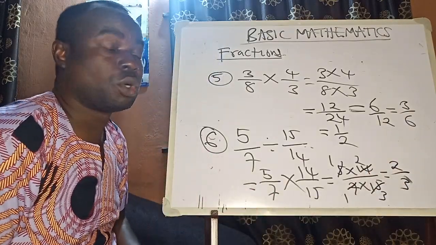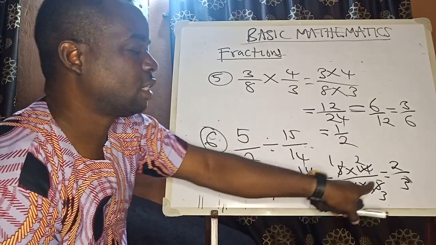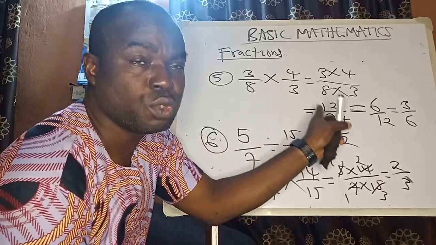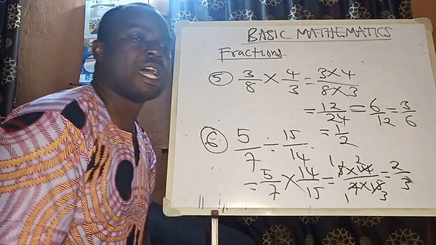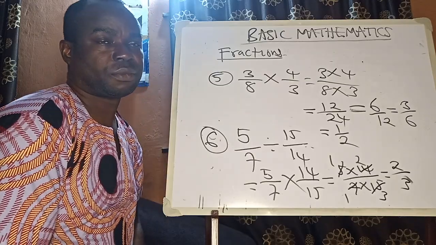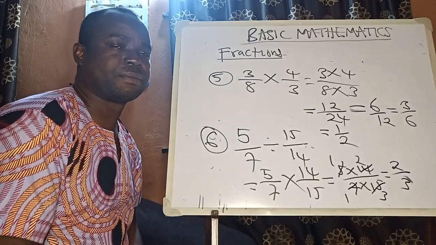But if you don't like this method, you can multiply directly the way I did this one. 5 times 14, 7 times 15. You get this answer. Then reduce it to lowest term. Okay? So this is a quick rundown on fractions. How to multiply, add, subtract, and divide.